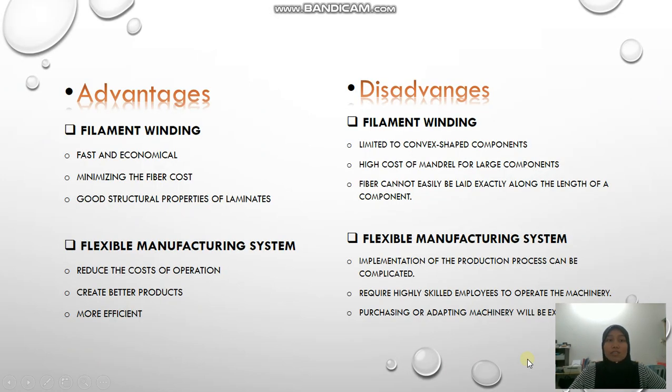Okay, next is the advantages and disadvantages of these two manufacturing processes. First is the filament winding. Filament winding can be a very fast and therefore economical method of laying material down, and also the fiber cost is minimized since there is no secondary process to convert fiber into fabric. And also the structural properties of laminates can be very good since straight fiber can be laid in a complex pattern to match the applied loads.